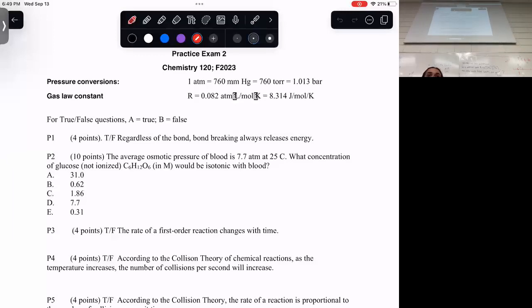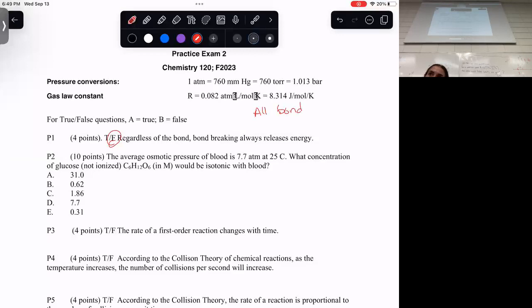Okay, question 1, you said. So regardless of the bond, breaking always releases energy. True or false? I don't know as well. On break, no, not really. No, it takes energy. Yes, this is false.